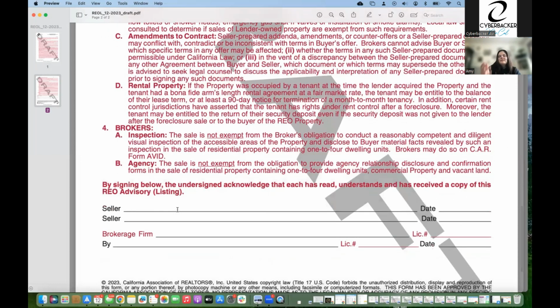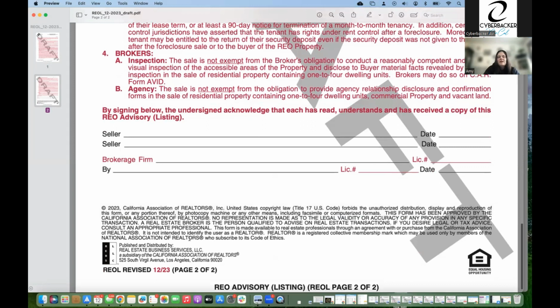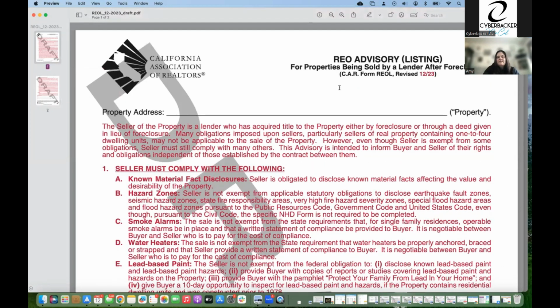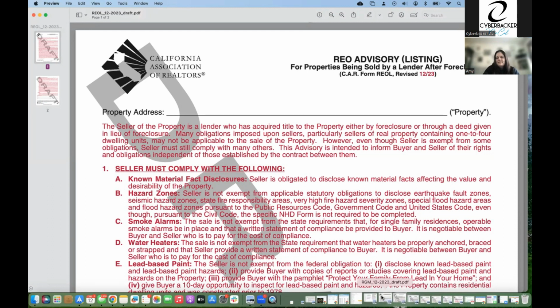Brokers, sales not exempt from the broker's obligation to conduct the AVID. And agency, it's not exempt from the obligation to provide agency relationship disclosures. So your agency disclosure. By signing below, the undersigned acknowledge that each has read, understand, and received a copy of this REO advisory for the listing. So this is between the seller and the broker. So this would be signed between the bank and the seller at time of the listing agreement is when we would use this REO advisory here. Okay. So this is between the bank and the broker for a listing agreement. There we go. REO advisory there.